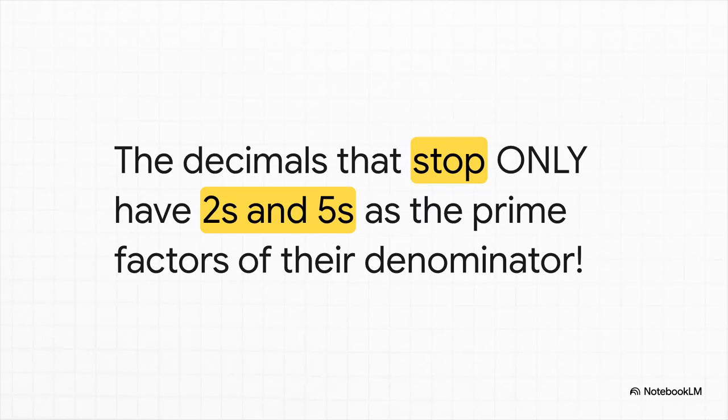Did you spot it? Look, for our stoppers, the fractions that make neat terminating decimals, their building blocks are only 2s and 5s. That's it. But look at the repeaters. They've got other numbers crashing the party. 1/3 has a 3, 5/6 has a 3. That is the secret. It's all about the 2s and 5s.